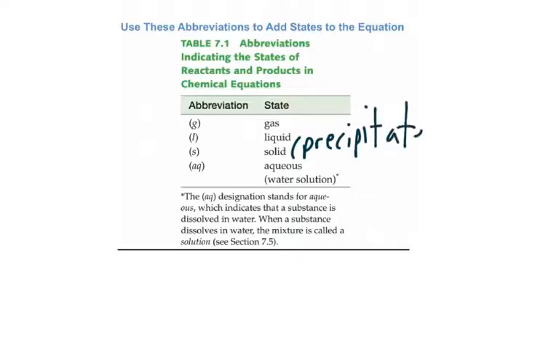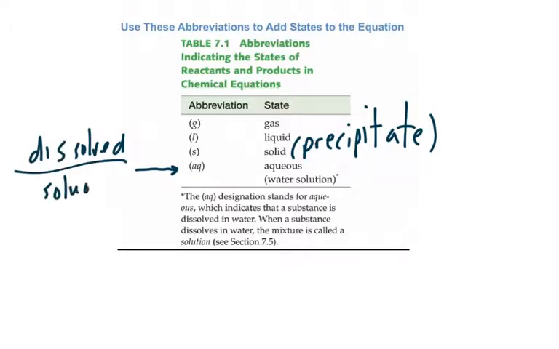And then you have a very popular one called aqueous. When something is aqueous, it means it's dissolved in water. Let me fix the spelling on that. So it's dissolved in water, and that means that it's soluble. So those are the four that you'll probably be seeing most of the time.